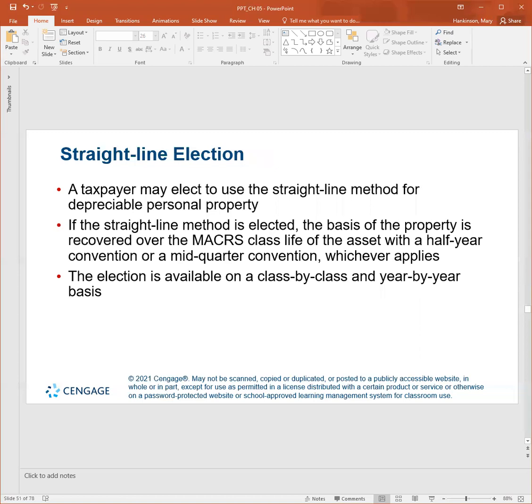So, straight line election. A taxpayer may elect to use the straight line method for depreciation of personal property. If the straight line method is elected, the basis of the property is recovered over the class life of the asset with a half-year convention or a mid-quarter convention, whichever applies. The election is available on a class-by-class and year-by-year basis. In other words, if the straight line election is made for any property placed in service during a year, it must be applied to all property with the same class life put into service during that same year.